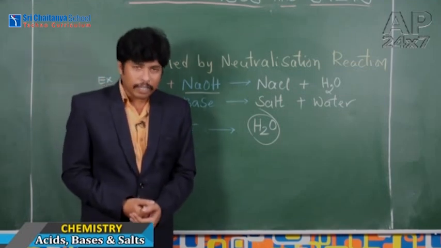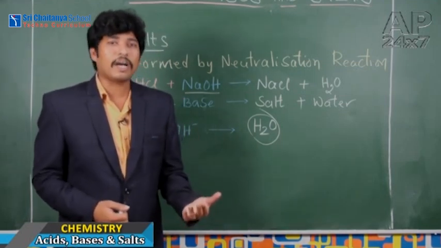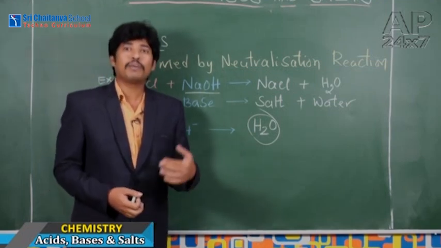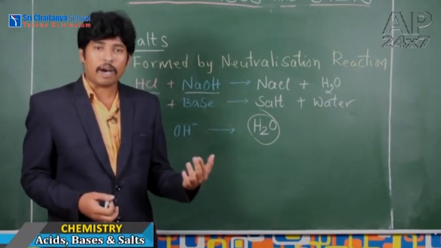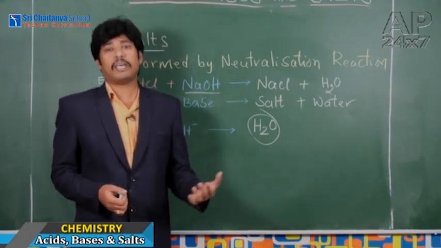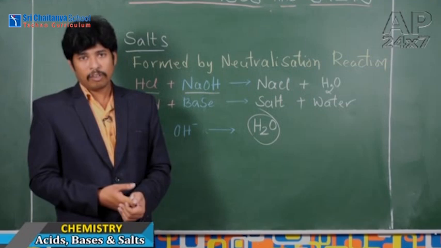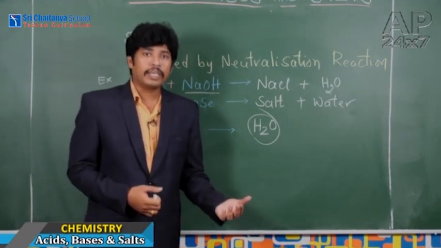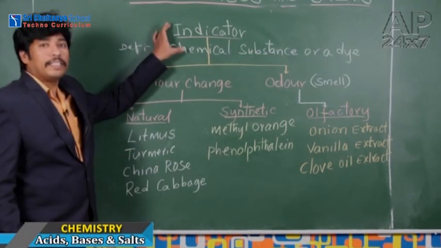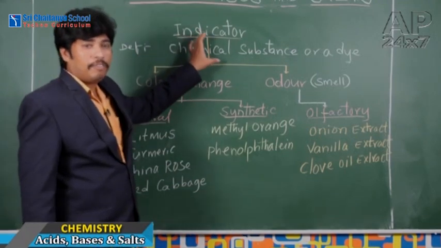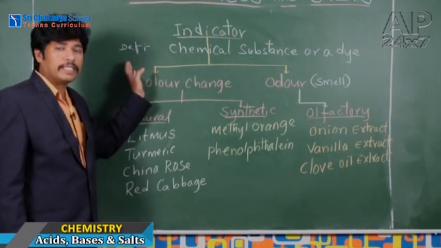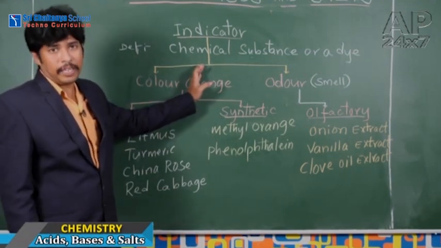But here my doubt is: is it possible to taste all the chemicals? No, it is not possible. Why? Because a few chemical substances are very dangerous and harmful to us, and they will show harmful or toxic effects on our body. Hence we have to go for another option in order to decide the nature of these chemical substances. An indicator is a chemical substance or a dye which can represent the nature of chemical substances as acidic, basic or neutral.